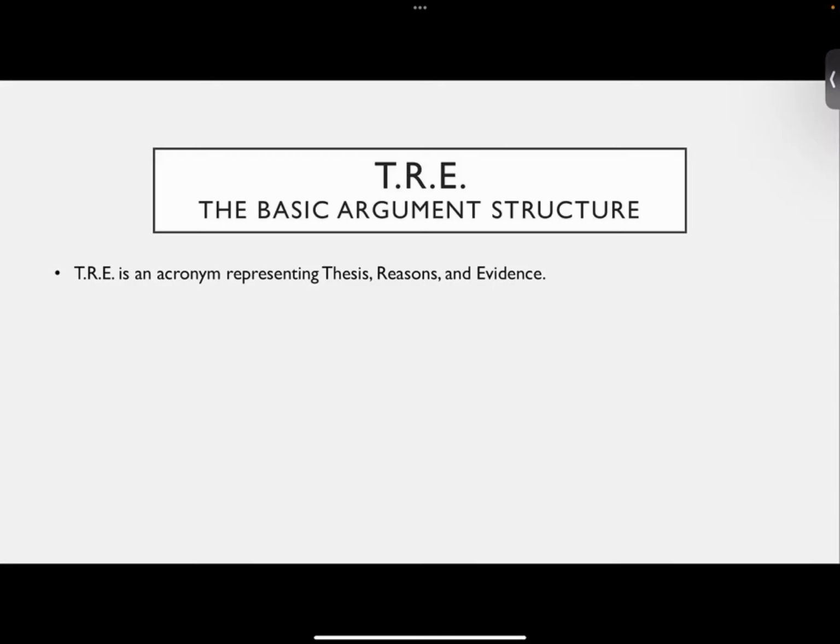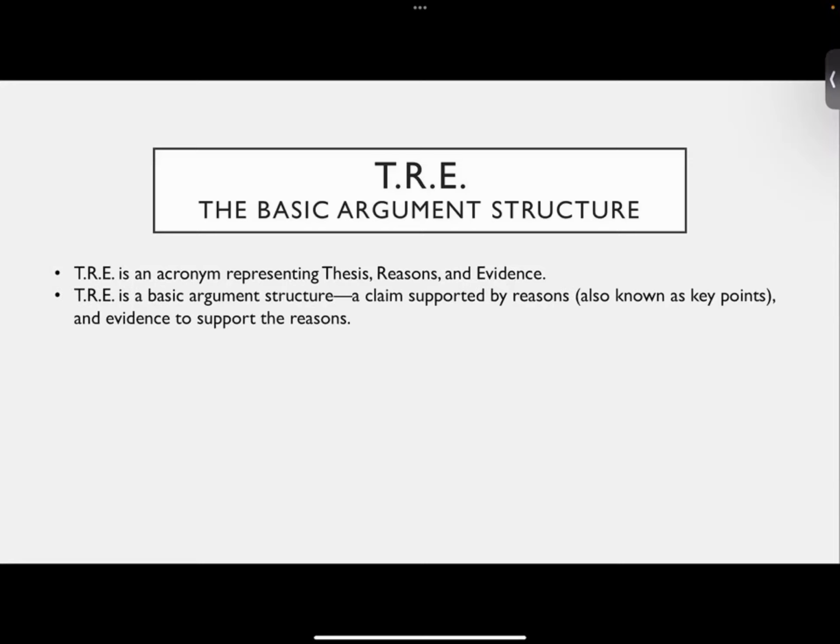TRE is an acronym representing thesis, reasons, and evidence. TRE is a basic argument structure: a claim supported by reasons, also known as key points or main points, and evidence to support those reasons.